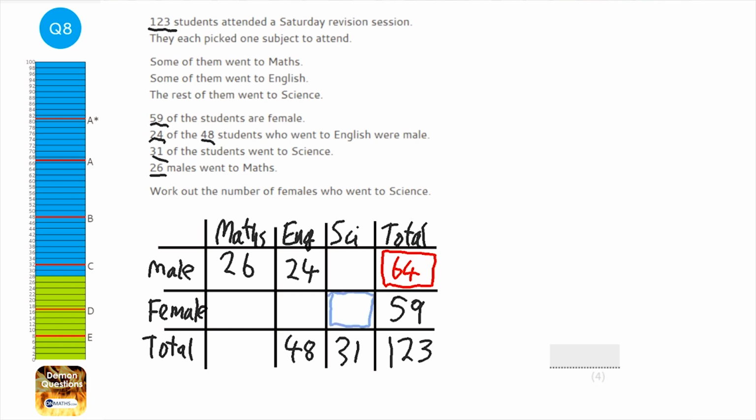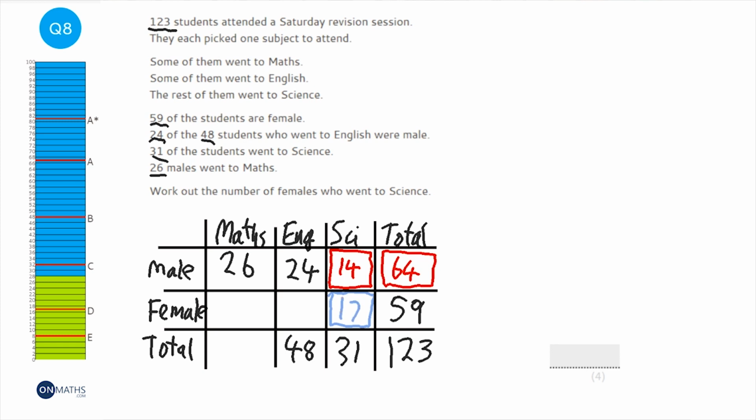Okay. So if I get this one here next, what I want to do is 64, take away the 24 males who went to English, take away the 26 males who went to maths, that leaves 14 males who went to science, and there were 31 scientists in total, and 14 of them were male, and that leaves the answer of 17.